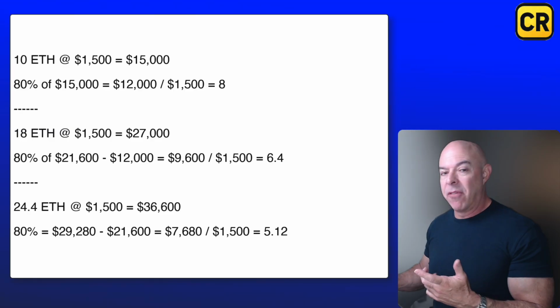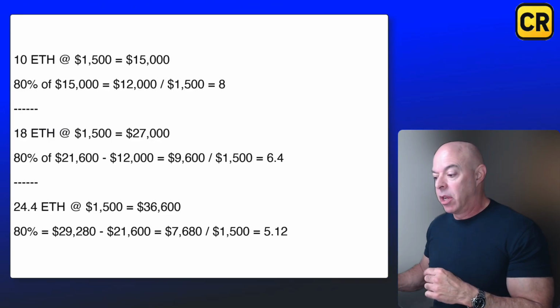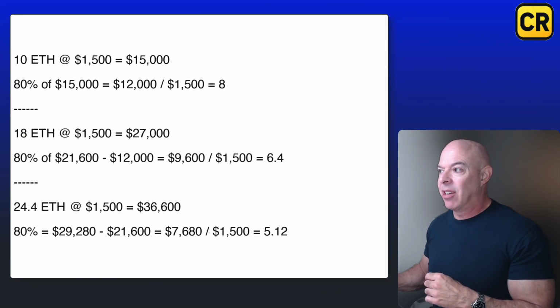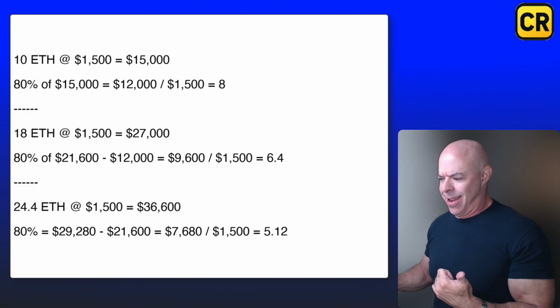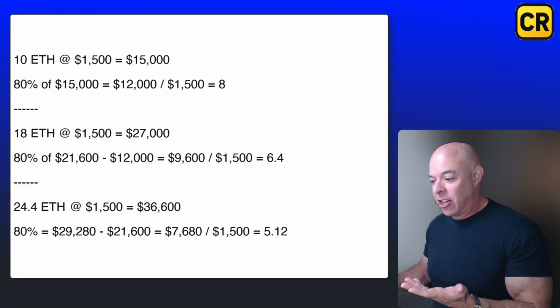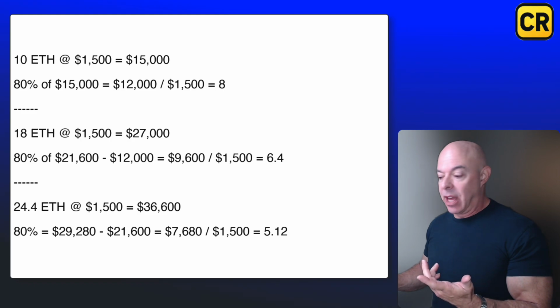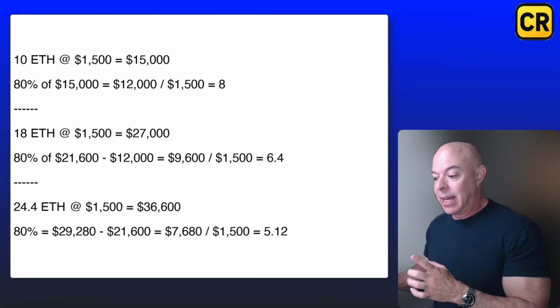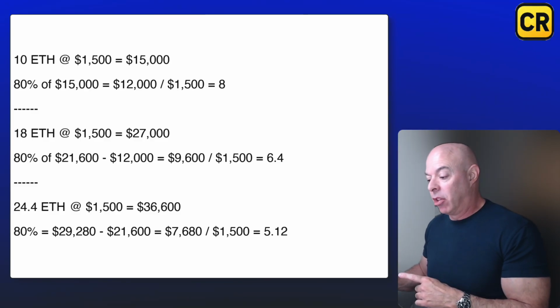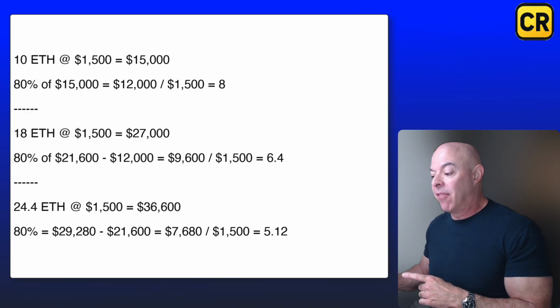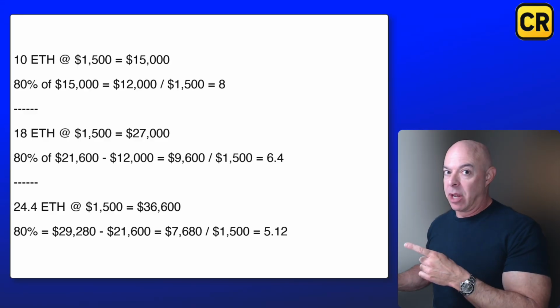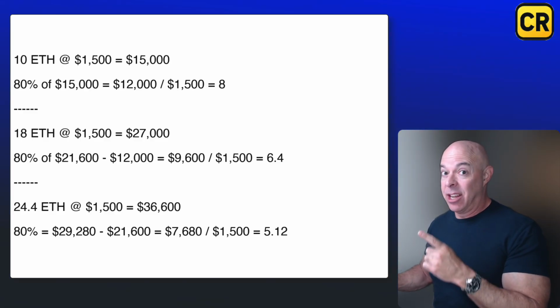Now you have 24.4 Ethereum times 1,500. You have $36,600 worth of value. And Aave says, hey, you want a loan? You're like, yeah. So you take another loan. 80% of $36,600 is $29,280. You currently have an outstanding loan for $21,600, which leaves you $7,680. Divide that by the price of Ethereum of $1,500, you bought another 5.12. You know the process. You put it back in and you stake that.